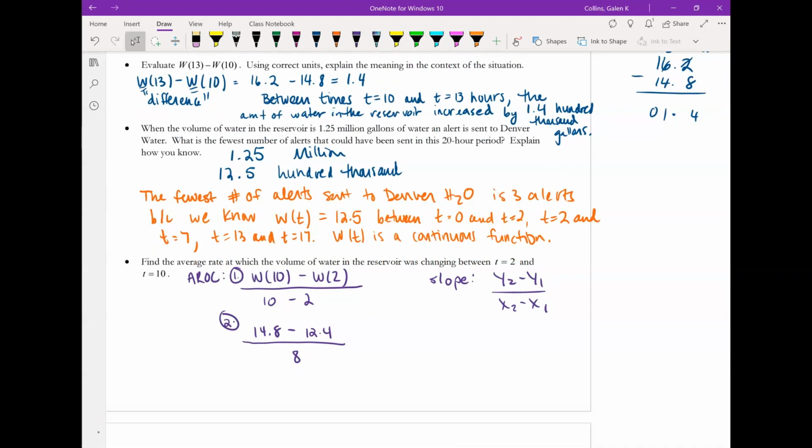All right, 14.8 minus 12.4, that should be 2.4. And then we know 10 minus 2 goes to 8. So we get 0.3 or 3/10. And we will spend more time later on how to interpret that with units. But for right now, that is our average rate of change.